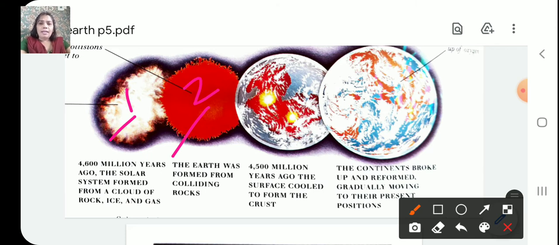And again, after million of years, the surface of the earth cooled to form the crust. And now, how does the earth look? So here, this is the third one and this is the fourth one. So now the earth looks like this. This is the present position of the earth. So this is how gradually the earth was formed.